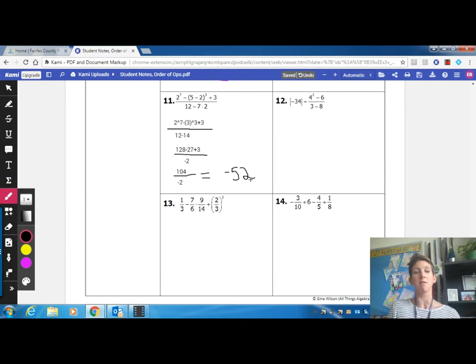Remember, we always circle our answer when we're done to show our teachers our work. That didn't want to circle. Let's try that again. Circle our answer. And there we have it. And again, you can see there's an inverted pyramid there showing every step of the order of operations.